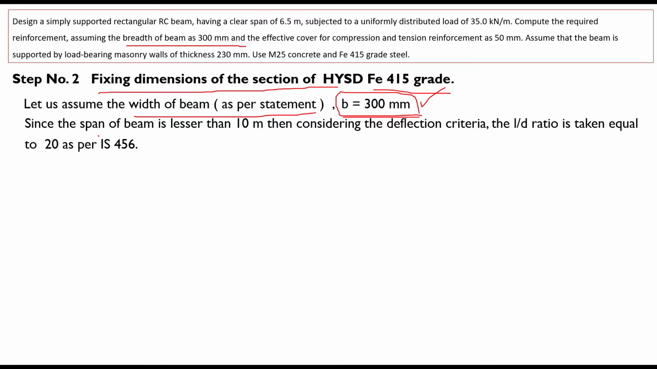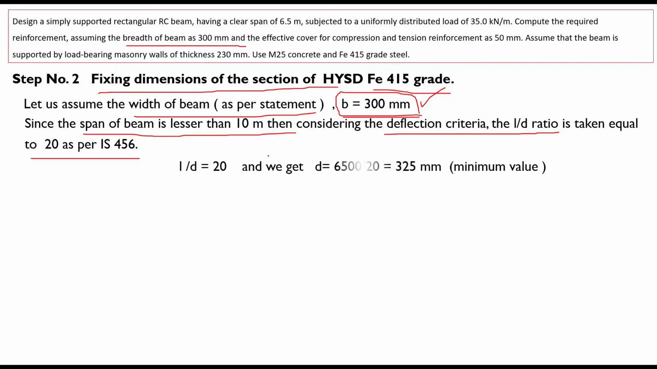Now here we have to consider the guidelines in the IS 456. Since the span of the beam is less than 10 meter, we can get the L by D ratio by considering the deflection criteria, that will be equal to 20, that is for a simply supported case of a beam. So by taking L by D equal to 20, we get that the depth required is 325 millimeter. You have to just keep in mind that this is the minimum value required. You can go for a higher value, then it will automatically take care of the deflection criteria.